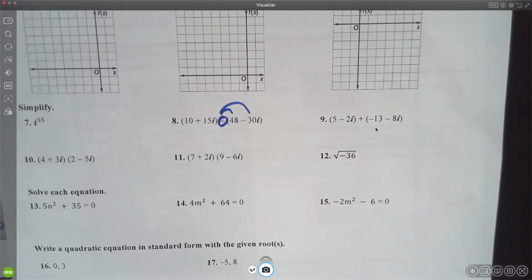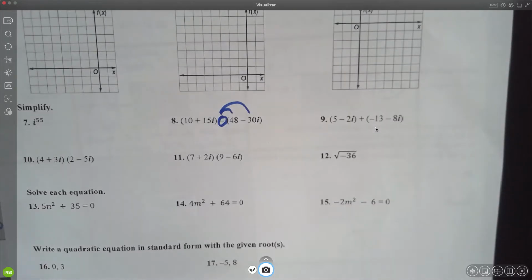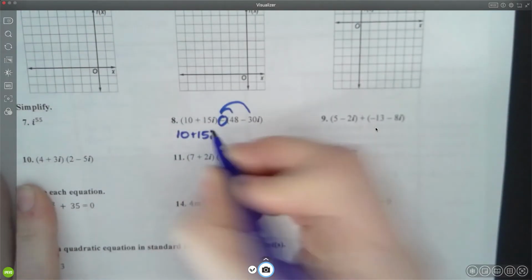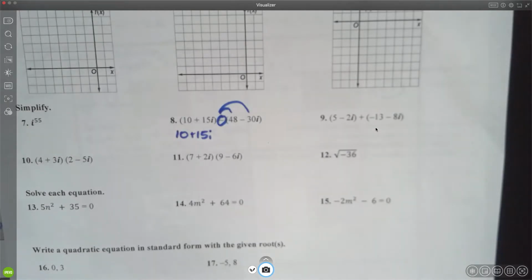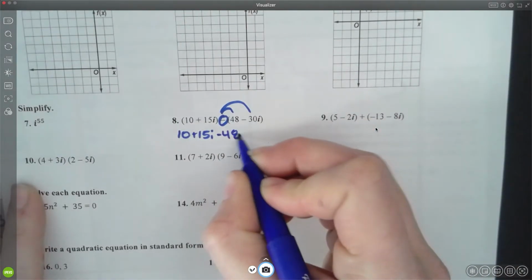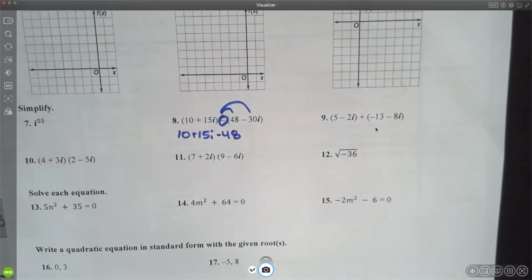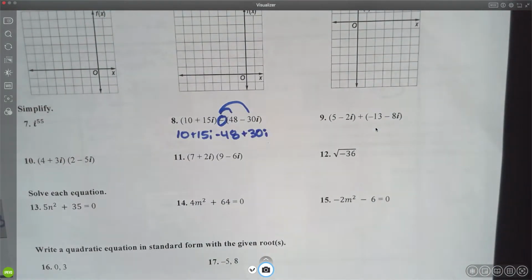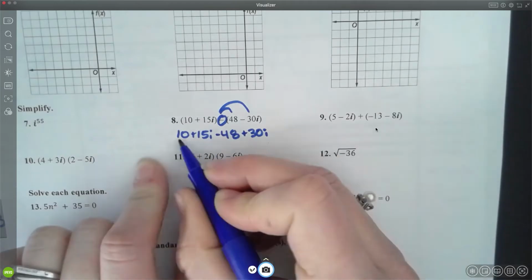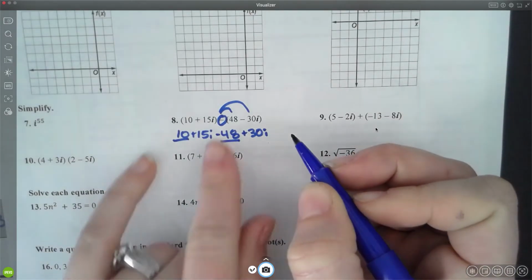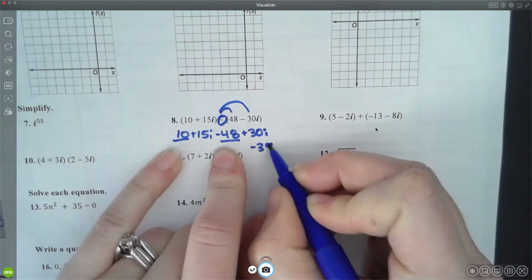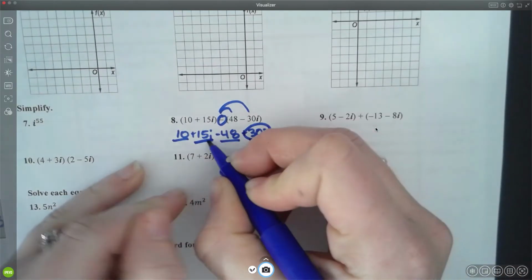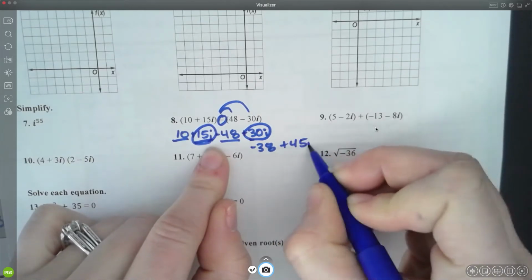Distribute the negative. 10 plus 15i: the 10 stays the same, but what happens to the rest of it? Negatives, right? So this becomes negative 48, and then plus 30i. Combine the like terms: 10 and negative 48 is -38. And then 15i plus 30i is 45i. There you go, there's that.